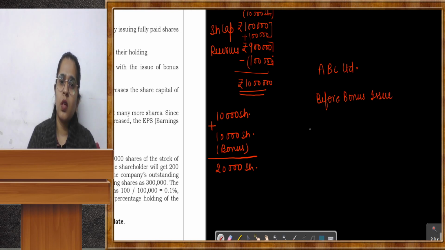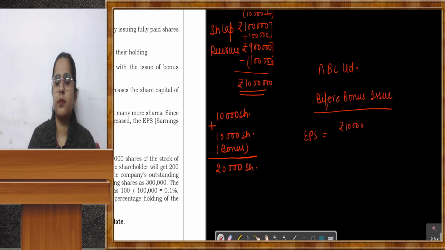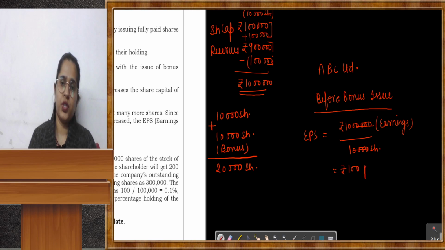Okay, this situation is before bonus issue. Your EPS. EPS is earning per share. Let's say your earning is 10 lakh. Earning of ABC Limited is 10 lakh, and before bonus issue, it had a total number of 10,000 shares. So what was its earning? Rupee 100 per share.